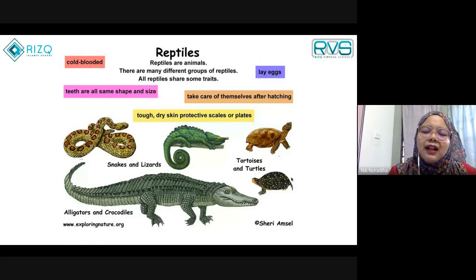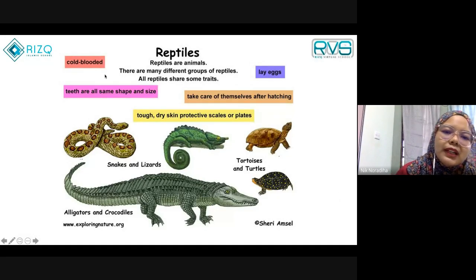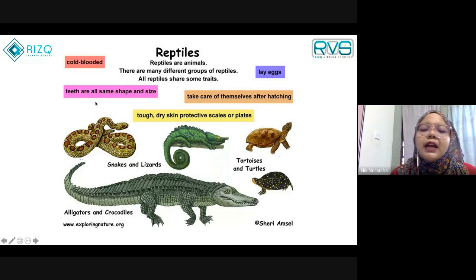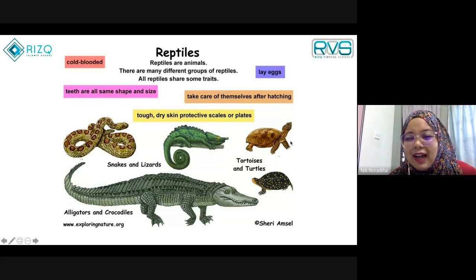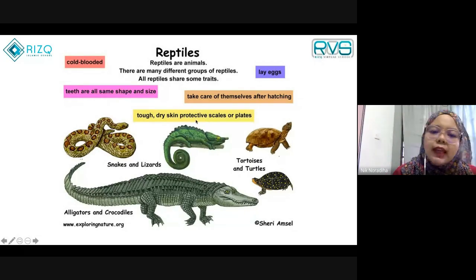Okay, so reptiles. The characteristics of reptiles: mostly they are cold-blooded, they lay eggs, and usually their teeth are all the same shape and size for them to hunt. Usually after they lay eggs, they will take care of themselves and also their young after hatching. Their skin usually is very dry and they have protective scales.